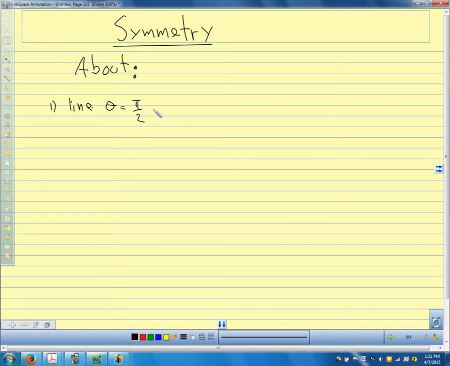The way we test for symmetry about the line theta equals pi over 2 is we replace (r, theta) by (r, pi minus theta), or (minus r, minus theta).